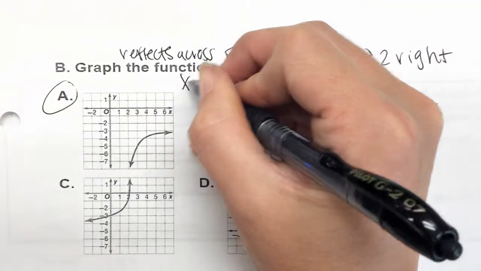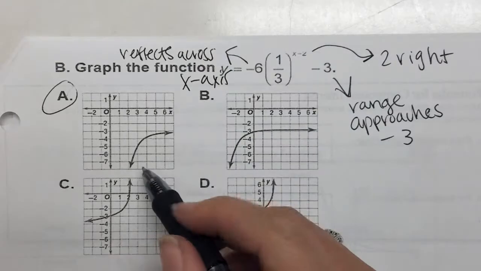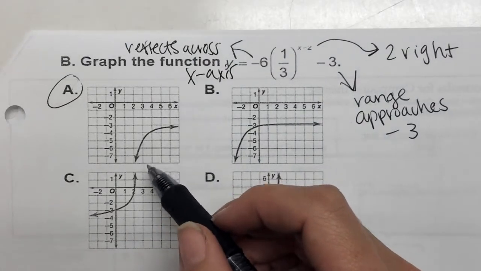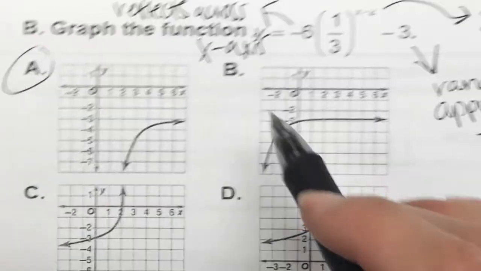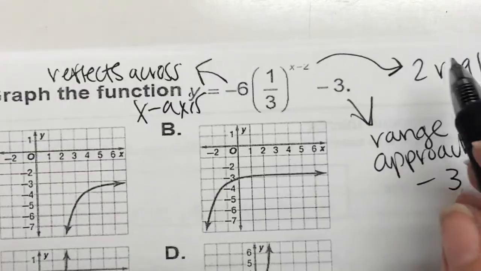And let's just make sure this graph matches up. We know it's flipped. Okay? Is it approaching -3? Yes, that y value is approaching -3. And it is moved 2 to the what? Right. So this one's correct.